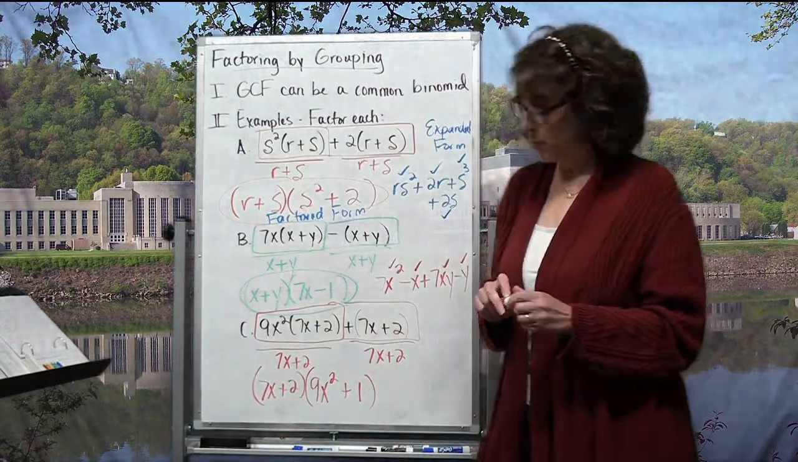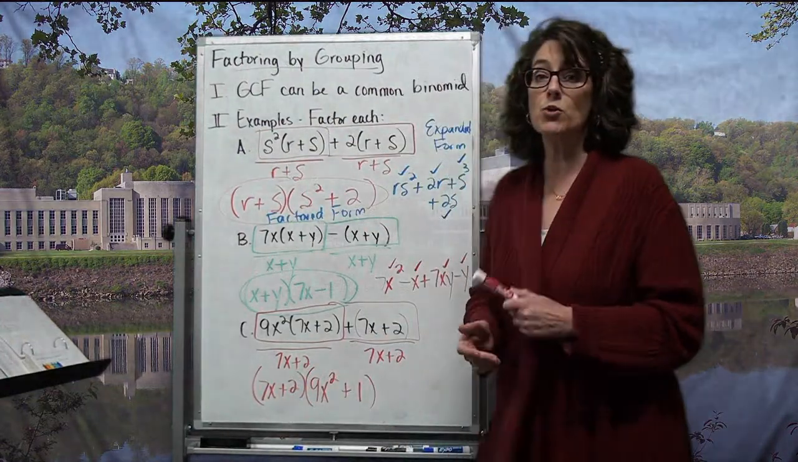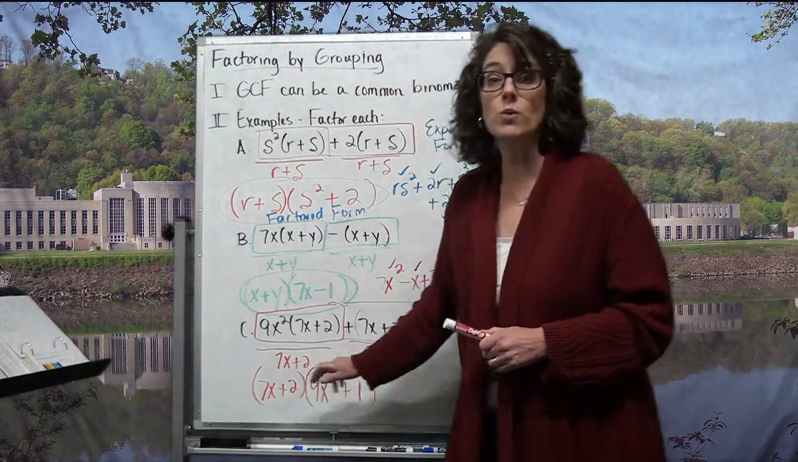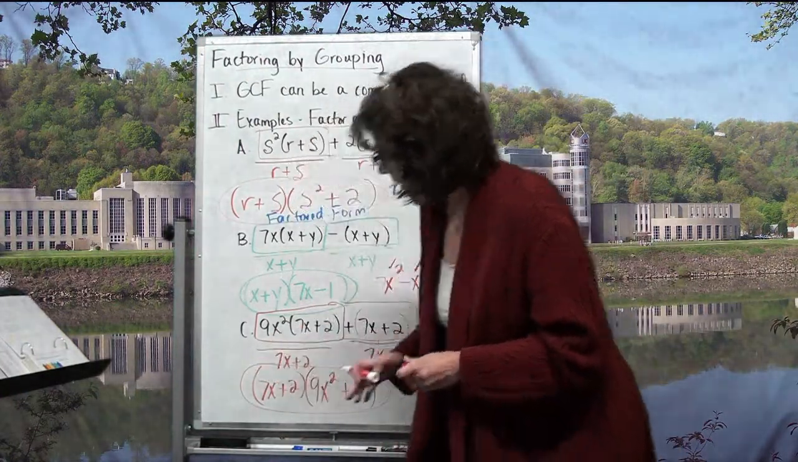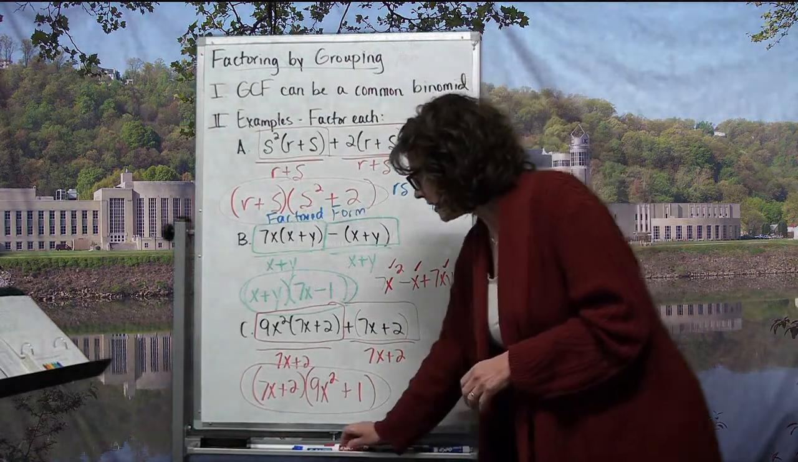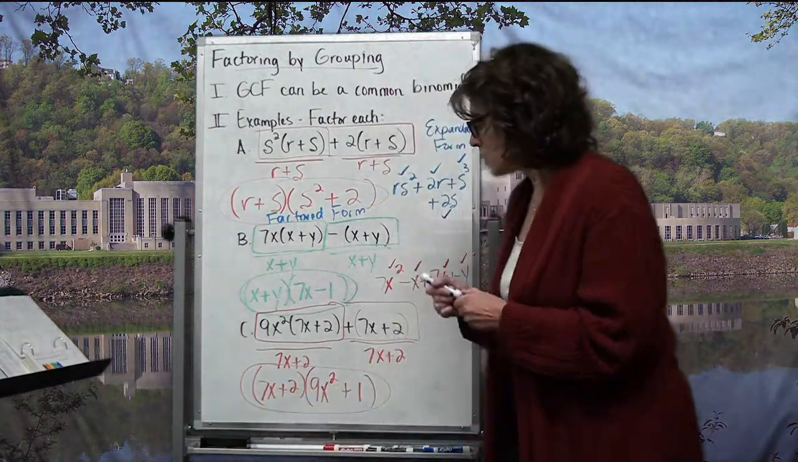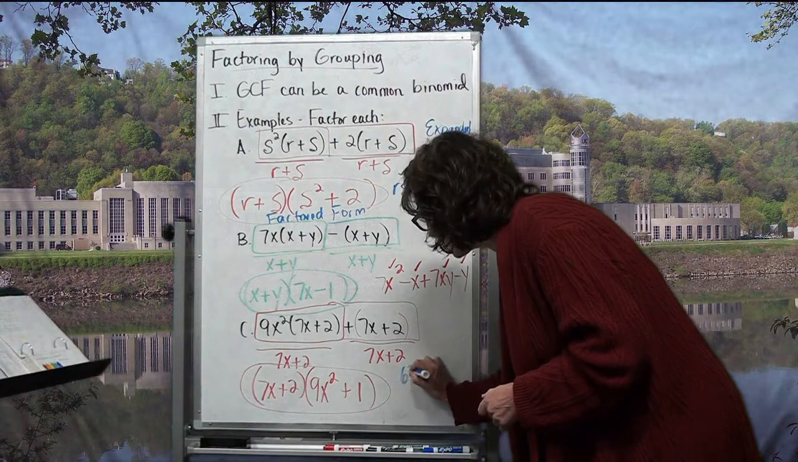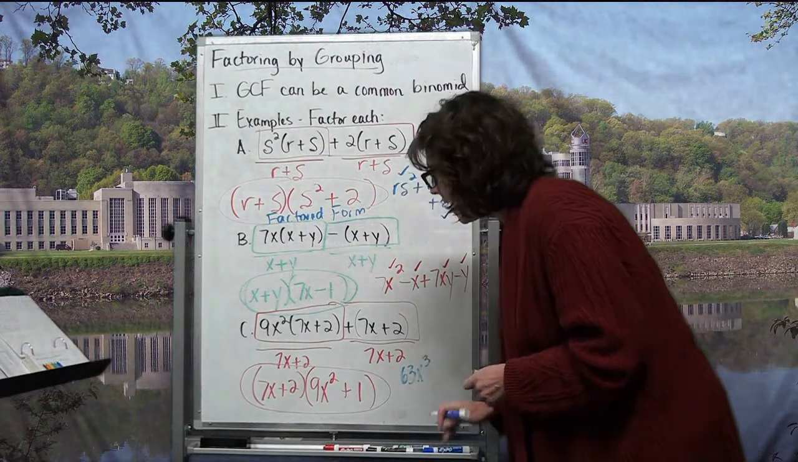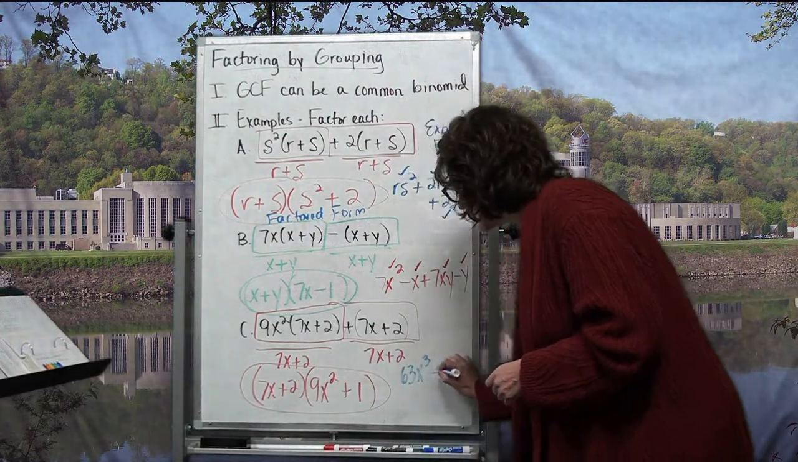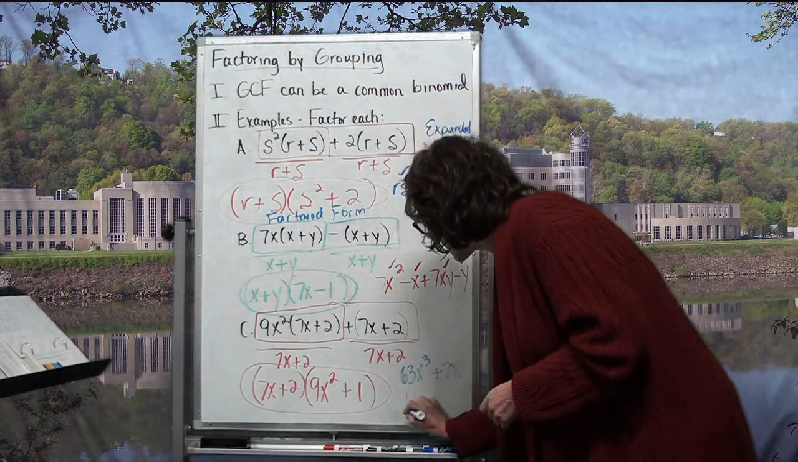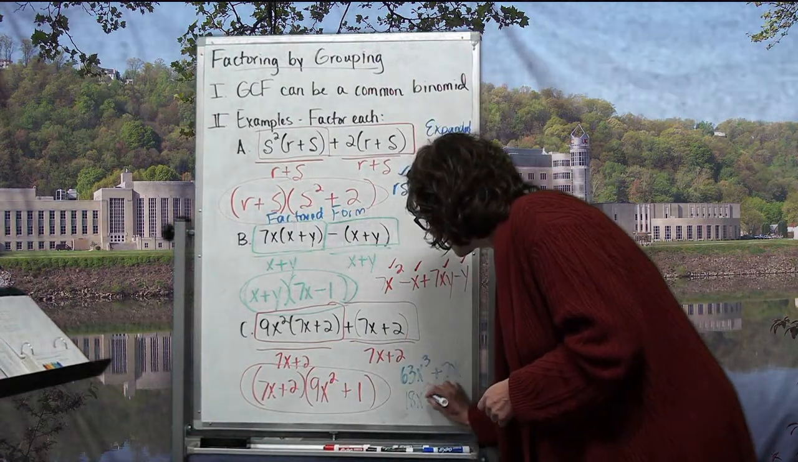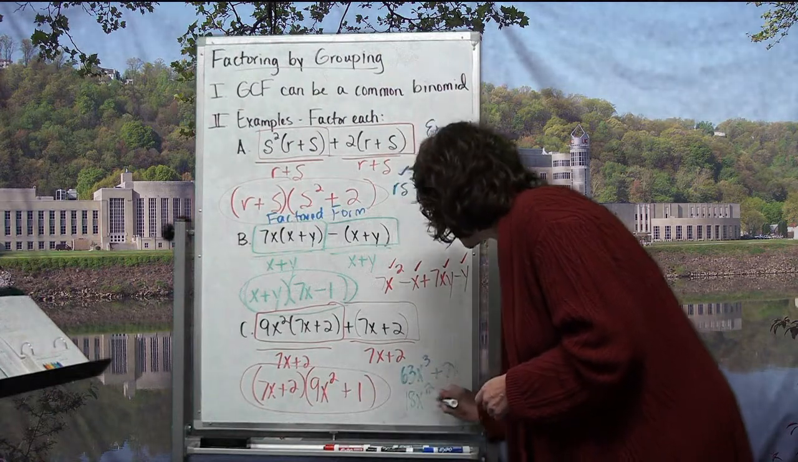And again, I'm going to put parentheses around that 7x plus 2 to show not just the 2 is going to get distributed through here, all of this is going to get distributed through. And so therefore, when I go to check it, 7x times 9x squared is going to be a 63x to the third. And then 7x times 1 is just a 7x. 2 times 9x squared is an 18x squared. And then 2 times 1 is 2.